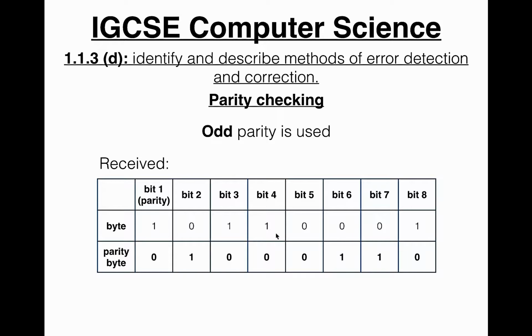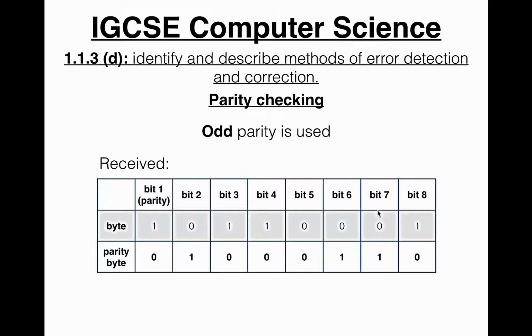So if this was received, where would the error be? What we do is count the horizontal first, or vertical, it doesn't really matter. So 1, 2, 3, 4. This row clearly has an error, because that's the only thing being sent. And then we check the vertical rows, or the columns.